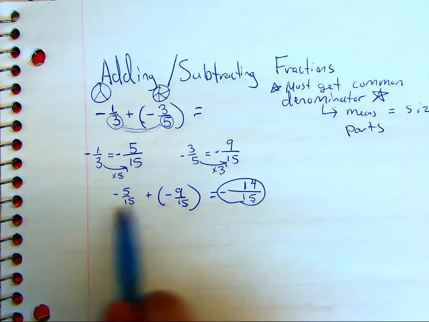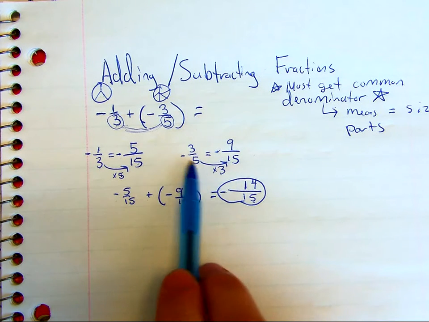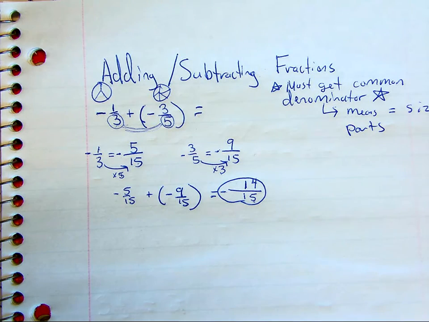I just changed the size of the pieces, but the values are the same. You can see from what we did before, these are equal to each other, so I'm able to substitute them in without changing the problem.